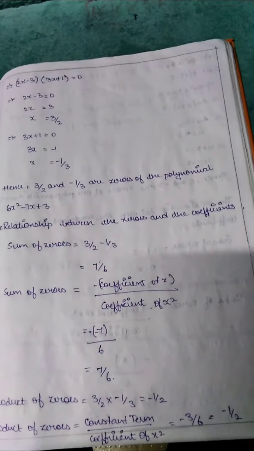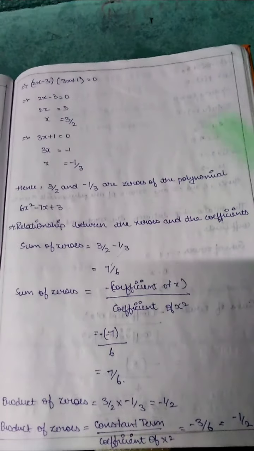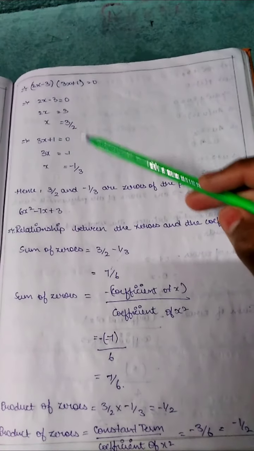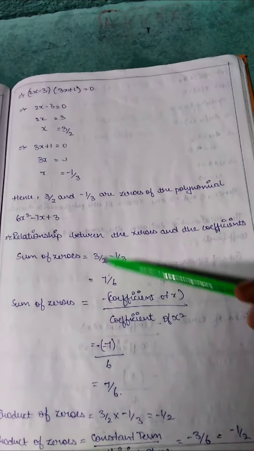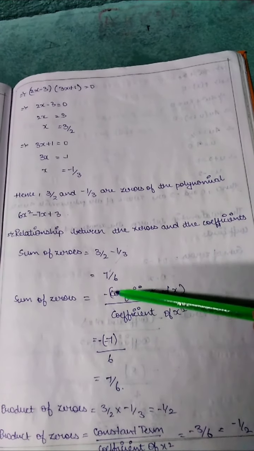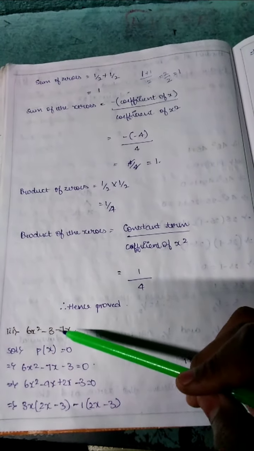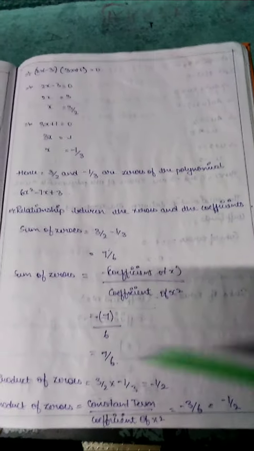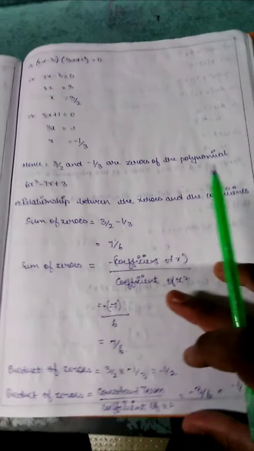Now we will see the relationship between the zeros and the coefficients as given in the problem. First of all, we will take the sum of zeros: 3 by 2 plus minus 1 by 3. When we do the LCM, we will get 7 by 6. Sum of zeros by formula is minus coefficient of x by coefficient of x square. Minus 7 is the coefficient of x and coefficient of x square is 6. So minus into minus is plus, 7 by 6. We got the answer 7 by 6, and hence the sum of zeros is proved.